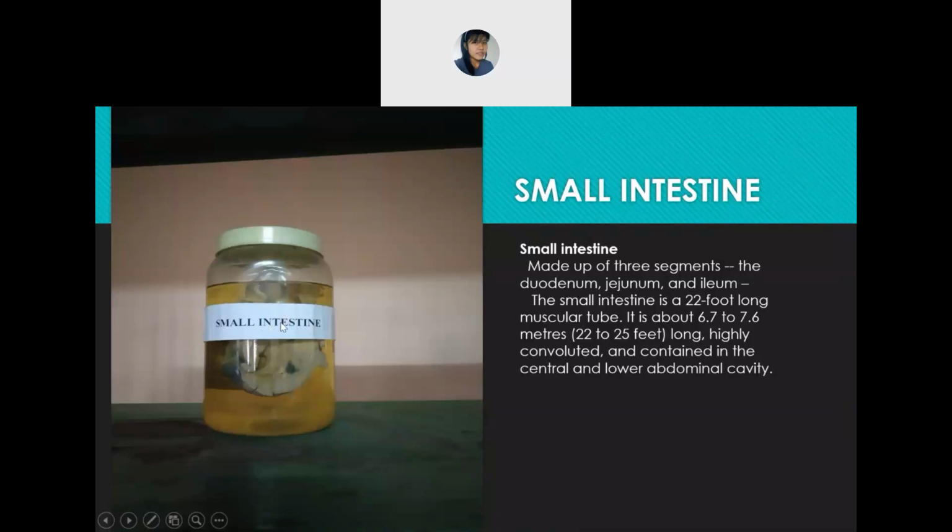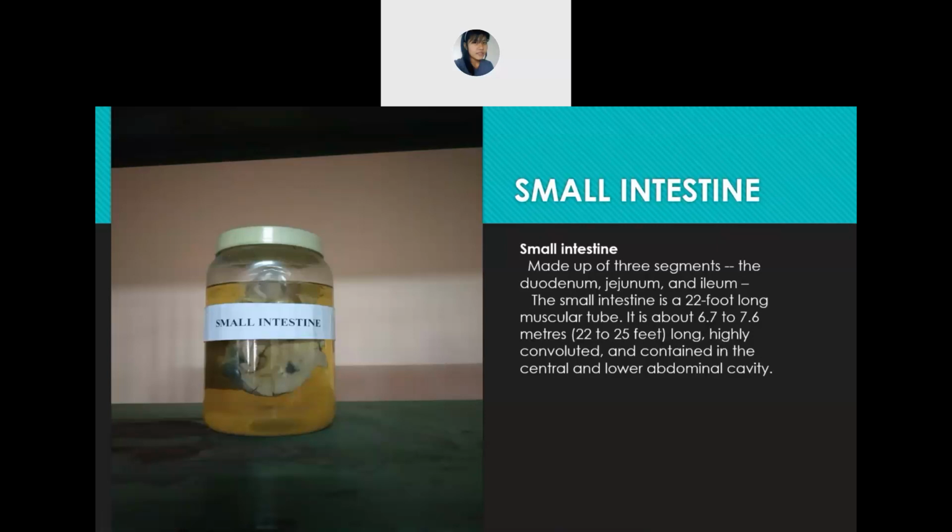So this is a small intestine. In the exam, they will hide the name and ask you, what is this? What is the name of the specimen? Firstly, they will ask the name of the specimen, and then about the small intestine, like what is the small intestine. So you have to say all this: it is 22 foot long, three segments. You need to mention all this.